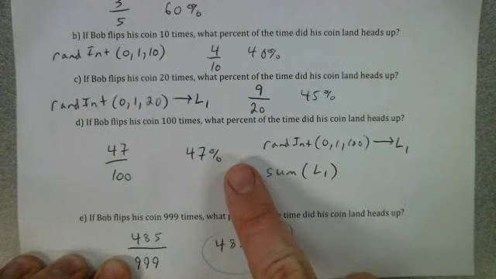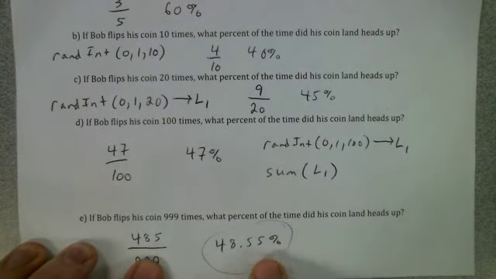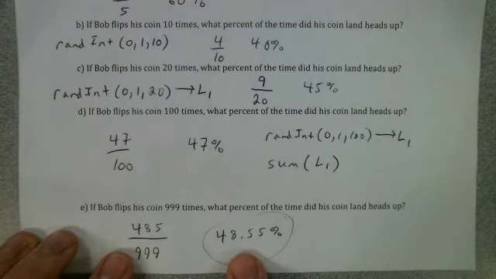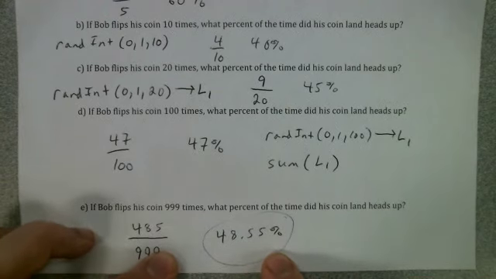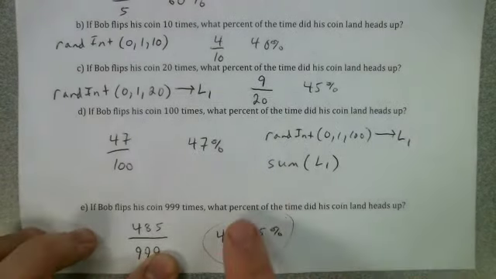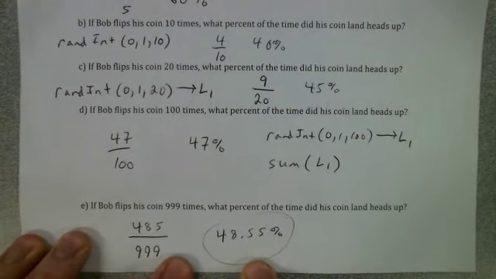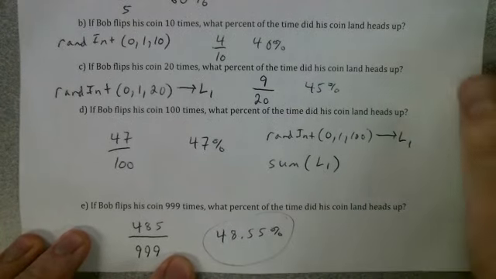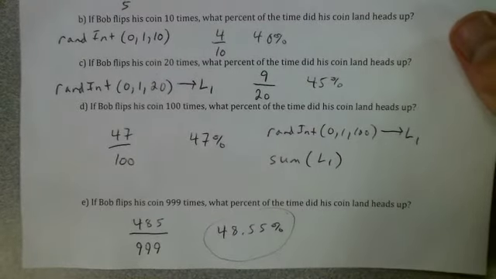By the time we got to flipping his coin 100 times, we got a pretty good estimate of 50%. We got 47%. And when he flipped the coin 999 times, we got a pretty darn good estimate of the probability of Bob's coin landing heads up. We got 48.55%. So we see that as Bob did more and more flips, the percentage of the time that he got heads got closer and closer to 50%, which is the actual probability of him getting heads, because we said Bob was flipping a normal quarter.